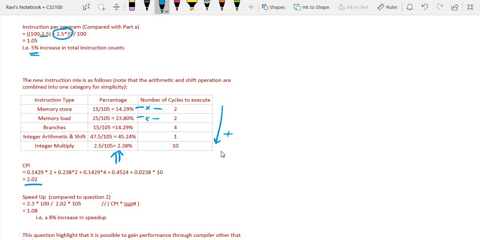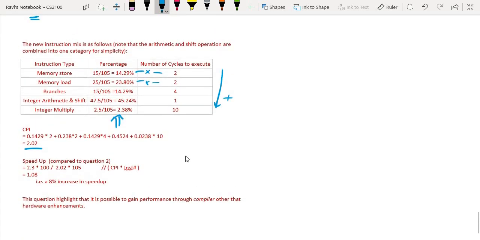Now the speed up has to be based on the old CPI and the new CPI. The important thing to factor in is that the percentages are different. The old CPI was based on 100% instruction count, and now the new CPI is based on 105% instruction count. So you can see that there is an overall increase of 8% with this change.